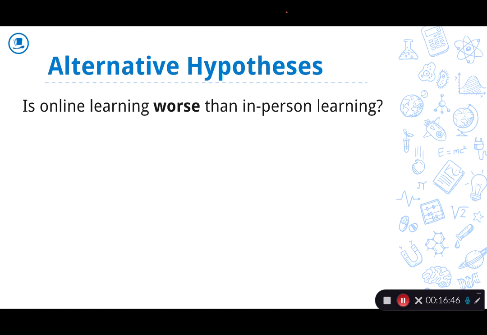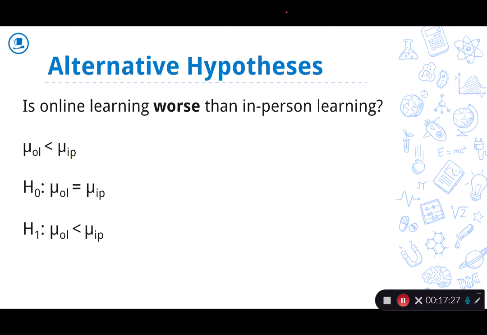Now let's consider the other one. Is online learning worse than in-person? Well, if online learning is worse than in-person learning, then this is the logical relationship. Online less than in-person. There's the relationship between the two means. And then in that case, with my null, again, the null has no difference, an equal sign. The alternative is online learning will be a lower mean than in-person learning. If online learning is worse, mu OL is less than mu IP.